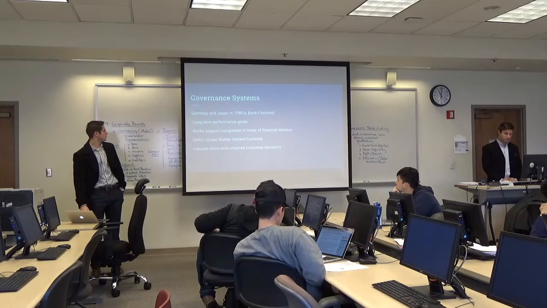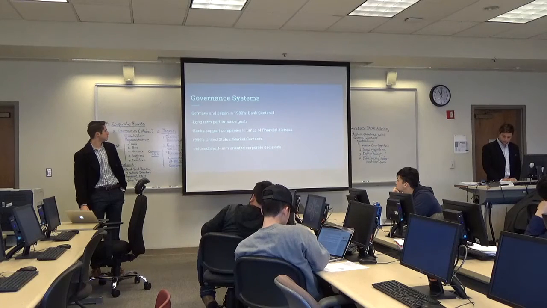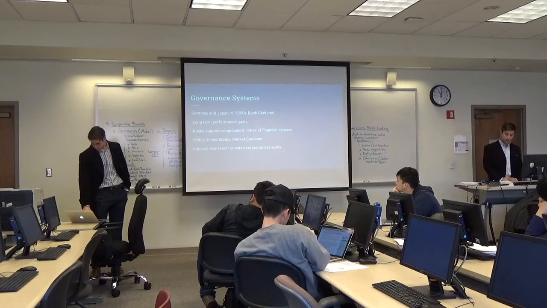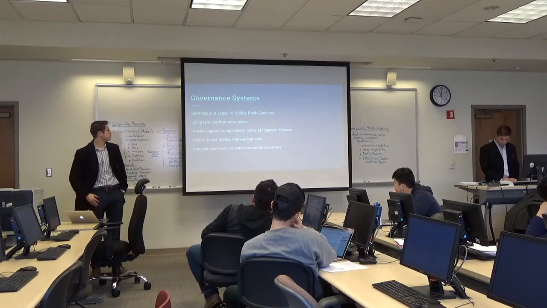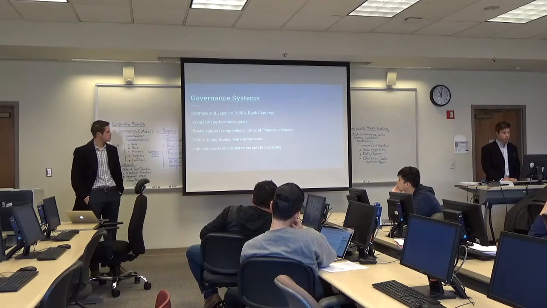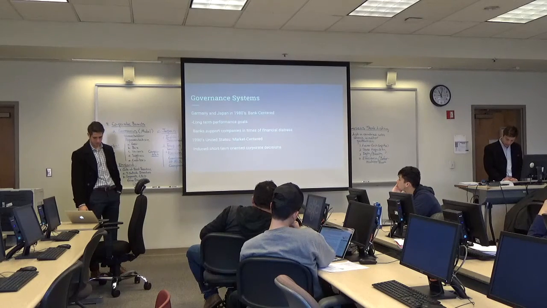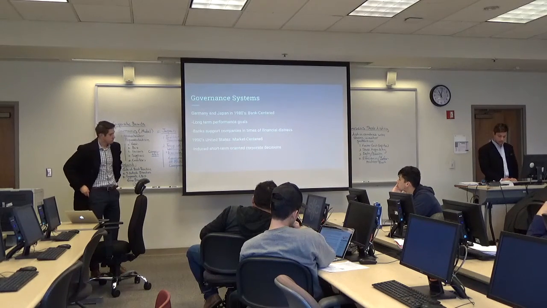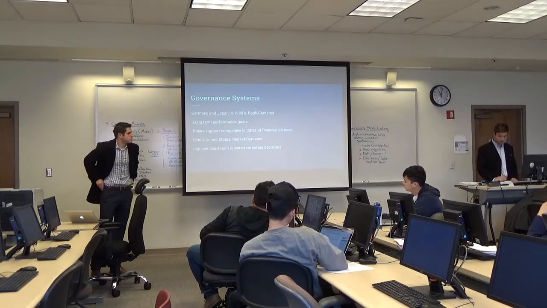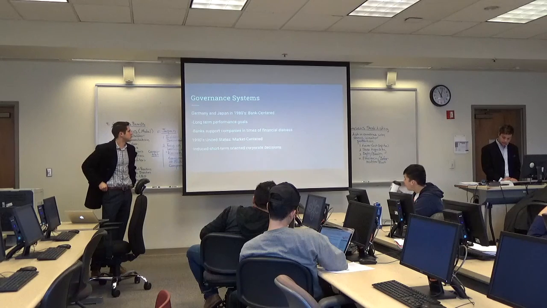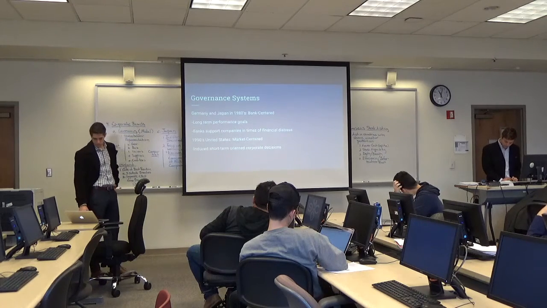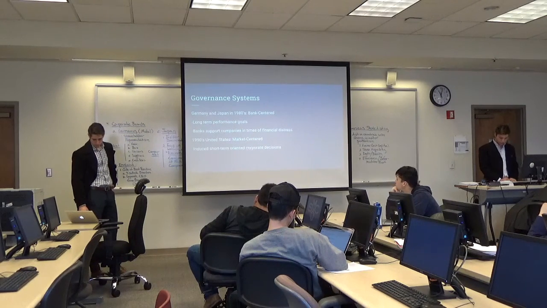Two governance systems that gained recognition for their success were in Japan in the 1980s, where they had a bank-centered governance system. This system guided corporate managers to pursue long-term performance goals, and banks and large shareholders supported companies in times of financial distress. And then in the 1990s, the U.S. economy and stock markets surged, and their market-centered governance system gained reputation. This system induced short-term oriented corporate decisions.